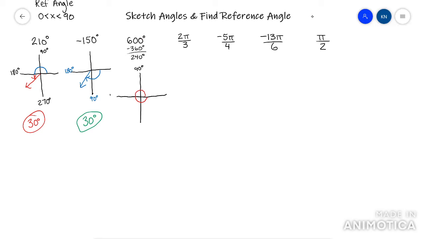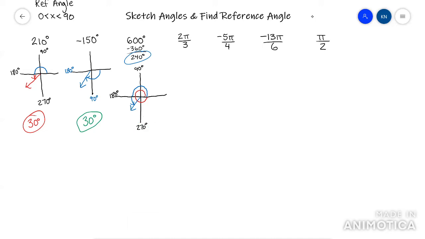So here's 90, here's 180, here's 270. So I need to go 240 degrees more. So here's 180, and then another 60 right there, because that would make 240, 180 plus 60. It's not quite to 270. That's the point. You're just finding out that it's in quadrant 3.